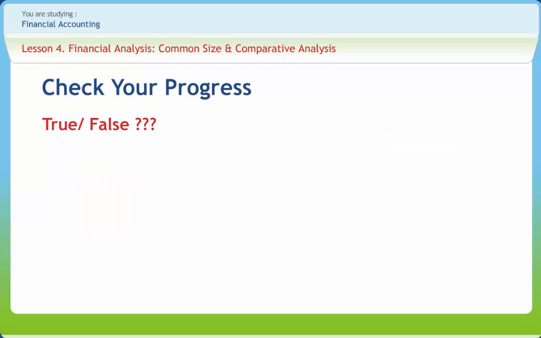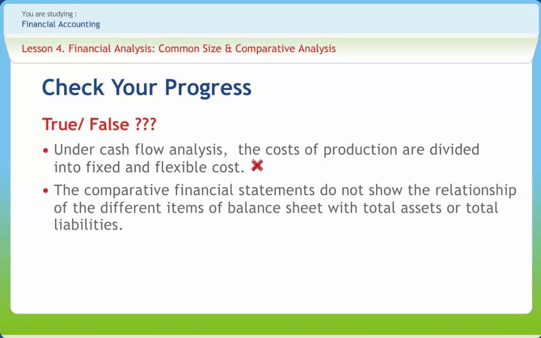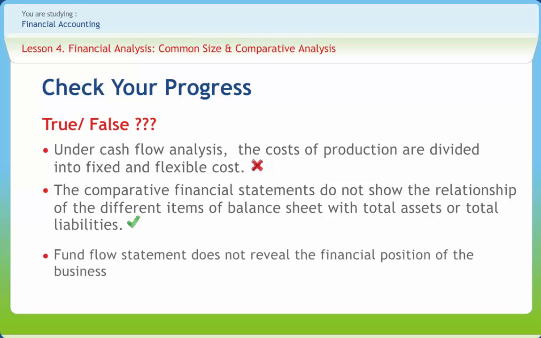Now let's check if we have understood the various concepts discussed in this lesson clearly. Under cash flow analysis, the costs of production are divided into fixed and flexible costs. Right or wrong? Please click. Wrong. The comparative financial statements do not show the relationship of the different items of the balance sheet with the total assets or total liabilities. Right or wrong? Please click. Right. The fund flow statement does not reveal the financial position of the business. Right or wrong? Please click.